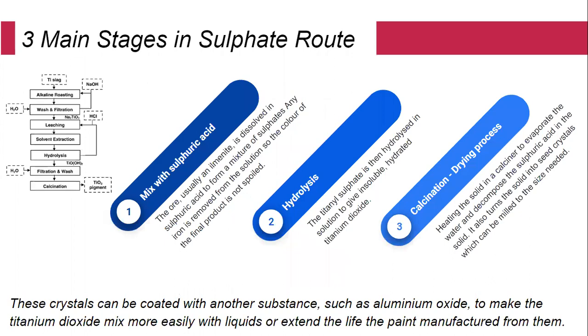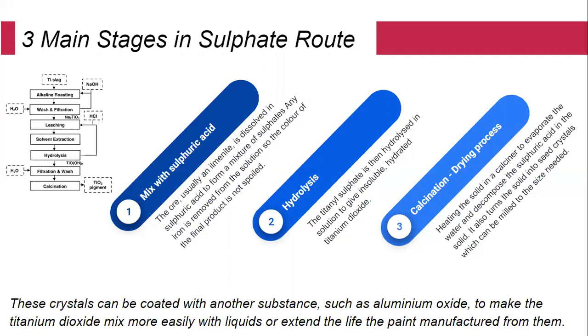So I will discuss the three main stages in the sulfate route. The first stage is mixing with sulfuric acid. Why do we want to mix with sulfuric acid? It is to remove the soluble impurities. The titanium slag can dissolve in the sulfuric acid to form a mixture of sulfates, so any iron is removed from the solution. So we can get a pure ore, like pure titanium, so the color of the final product is not spoiled.